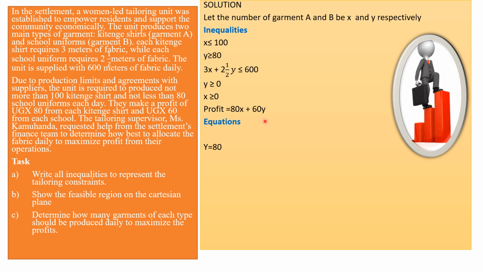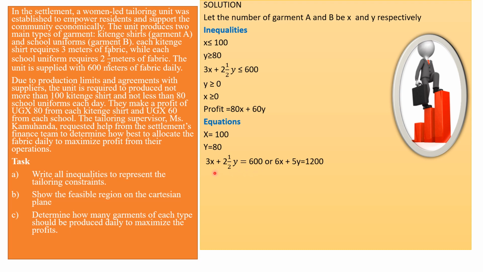Then also proceed and write the equations. You just replace the inequality symbols with equal signs. And you can see where I had x is less than or equal to 100, I have x is equal to 100, y is equal to 80, then 3x plus 2.5y is equal to 600. But the moment you see this, you just know that 2.5 is the same as 5 over 2. So 3x plus 5 over 2 y is equal to 600.